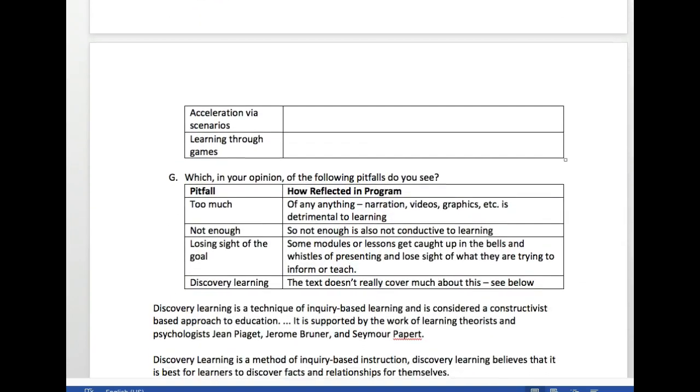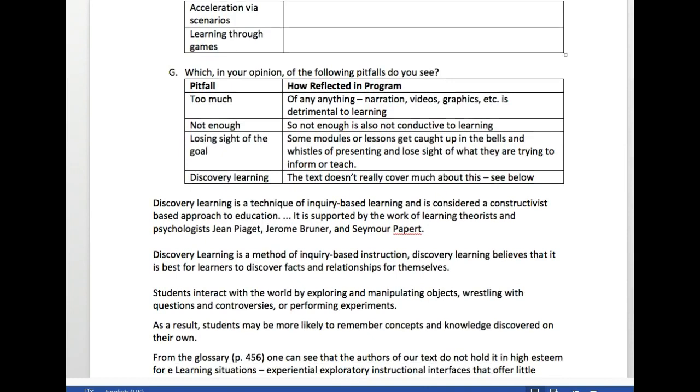And the last thing, you'll see I put some information about pitfalls that you may have in your e-learning. Obviously, we know too much of anything is not good, just like not enough of some things is bad. Your major intent is to make sure that your learner is engaged and your learner is learning. Something else that happens, and didn't happen much in any of the ones that you presented for your assignment, is that sometimes they get so caught up in the bells and whistles of making a presentation they lose sight of the goal.